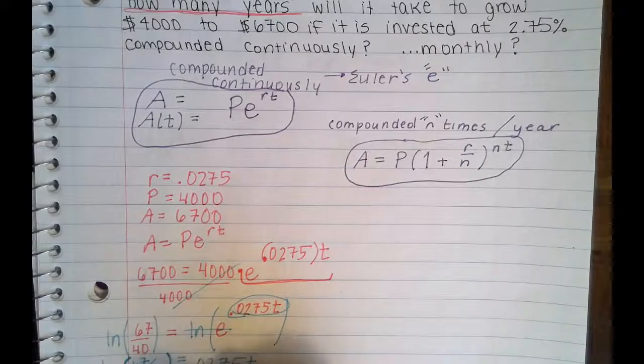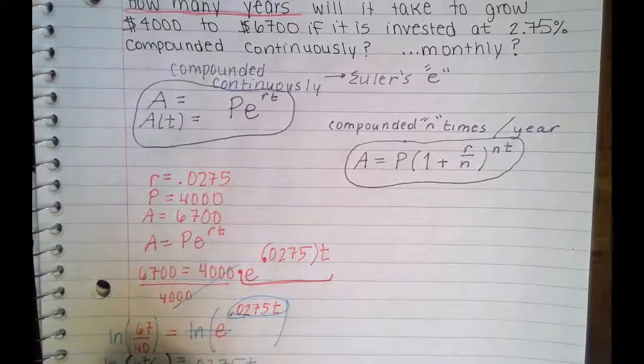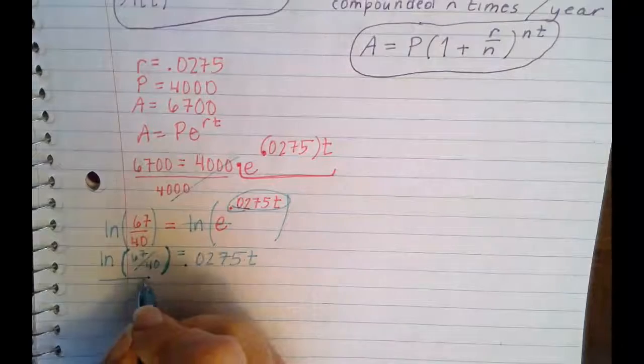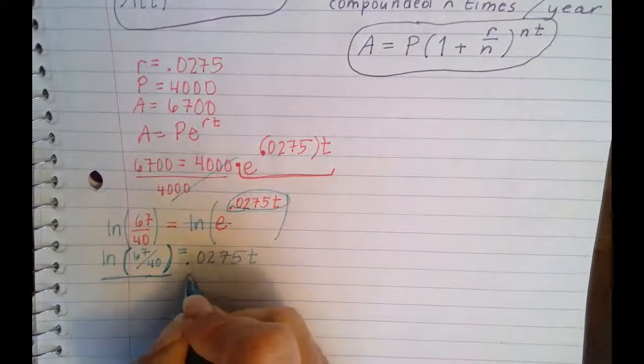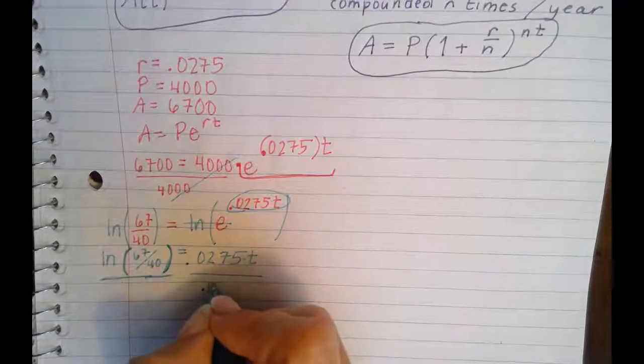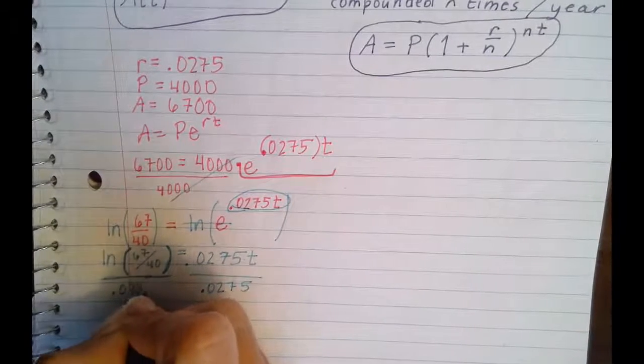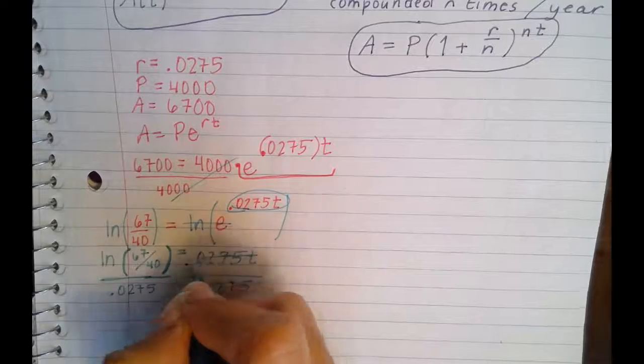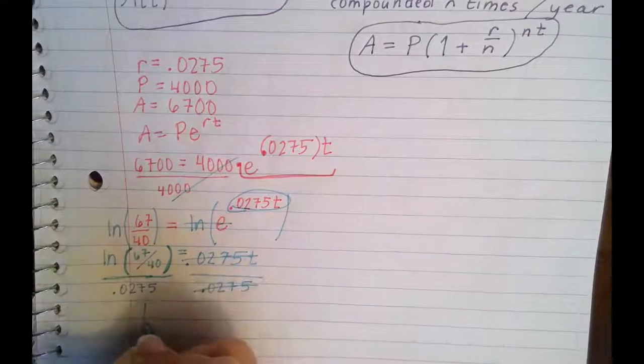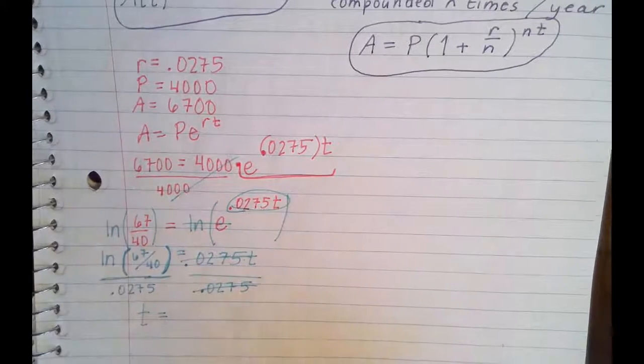Next step, I need to get t alone. So I need to divide. Oh boy, I'm totally cut off and didn't see. I'm so sorry. I need to divide both sides. So I'm going to write the division twice this time by 0.0275. 0.0275. So anything over itself is 1. That's gone. I'm left with a t on the right side. I'm just writing it on the left.